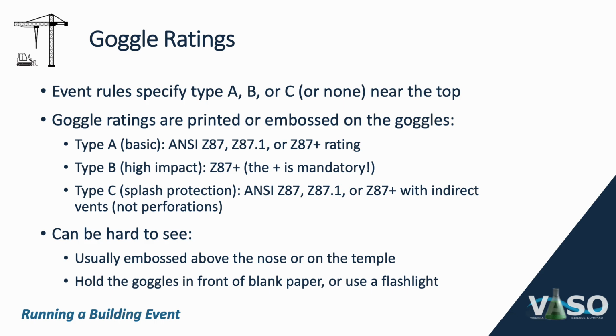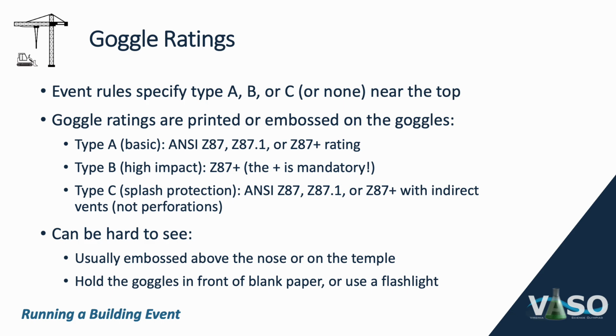Okay, goggles. In most of these building events, you're also checking for goggles. Event rules specify what type of goggles. There are type A, type B, or type C goggles, or none. There are some build events that don't require goggles at all. That'll be right near the top of the event rules.